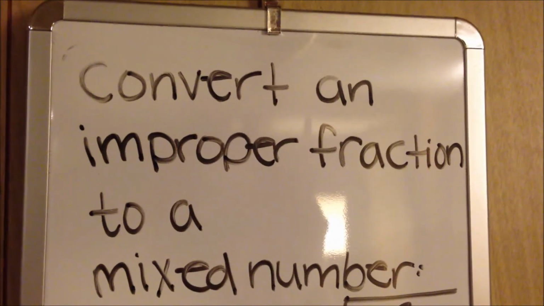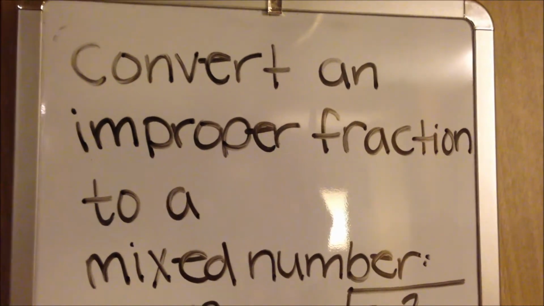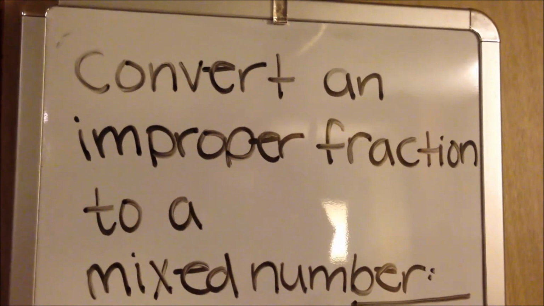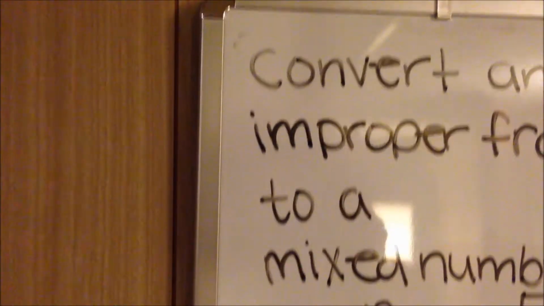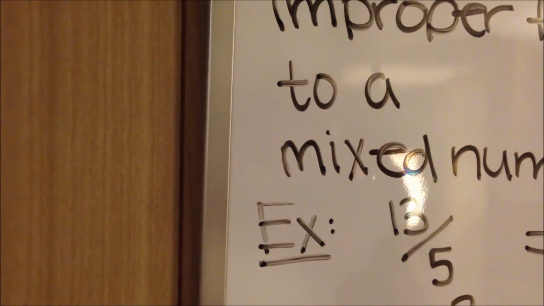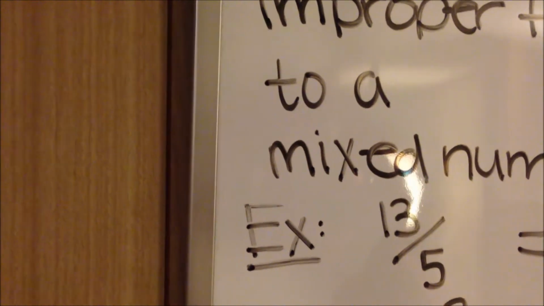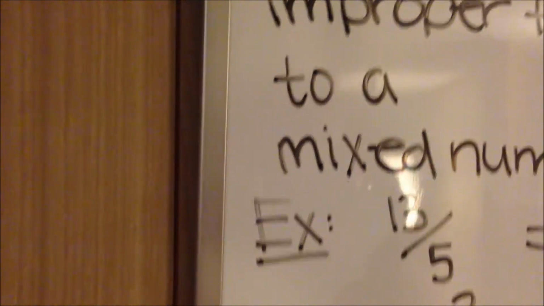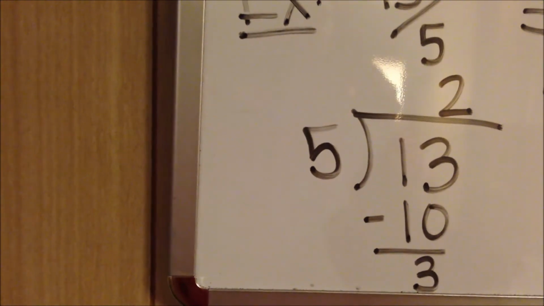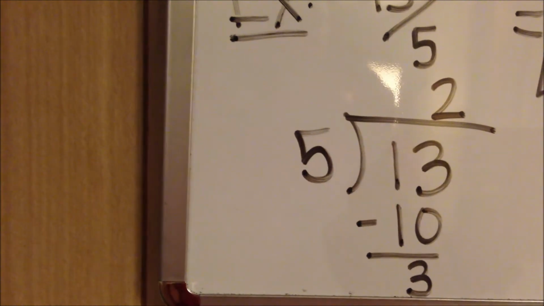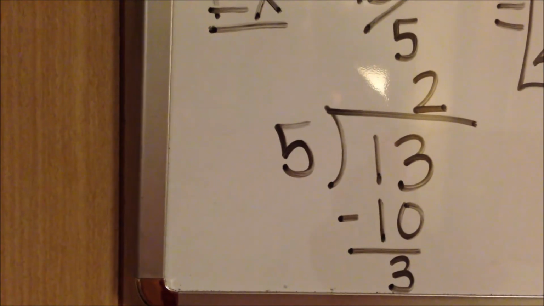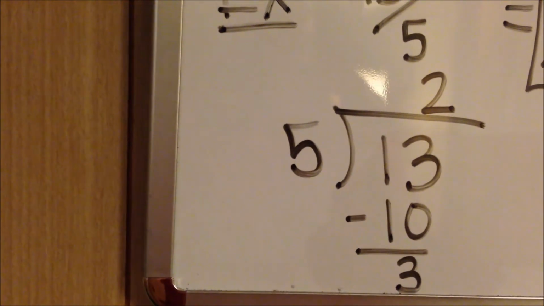Let's talk now about converting from an improper fraction to a mixed number, and then from a mixed number to an improper fraction. Let's start by taking an improper fraction and converting it to a mixed number. For example, let's change the improper fraction 13/5 into a mixed number. Now, there's a few ways you can do this. The first way would involve long division. So you're going to divide 5 into 13. So 5 goes into 13 2 times. 5 times 2 is 10, and when you subtract, you get a remainder of 3.